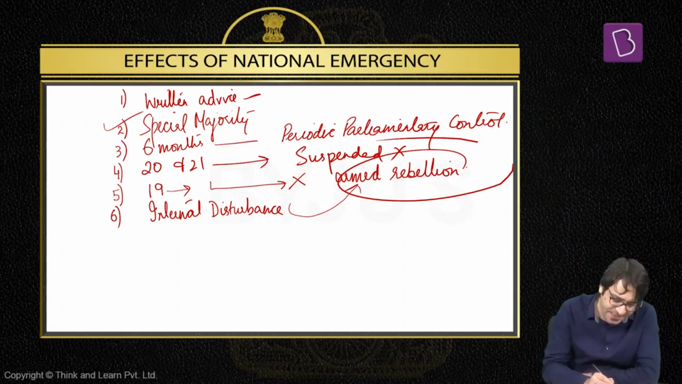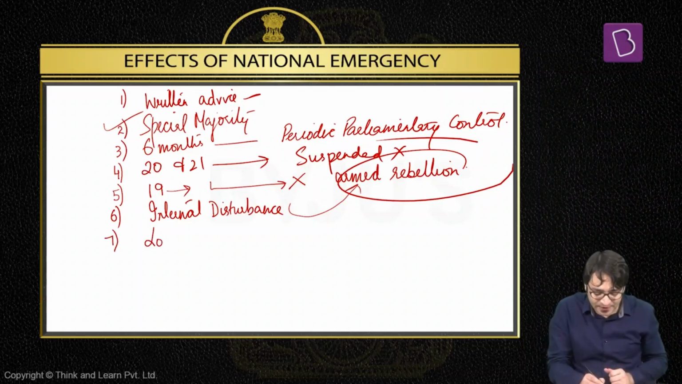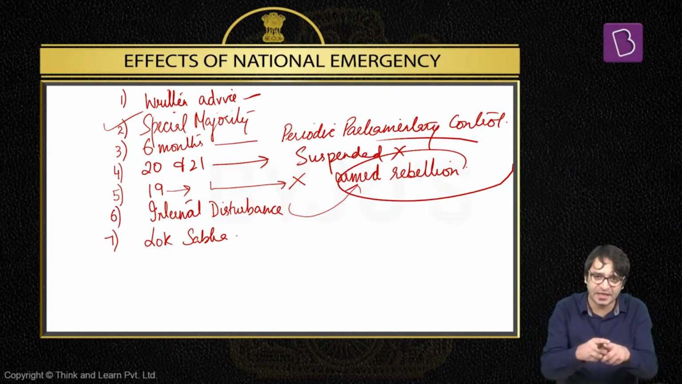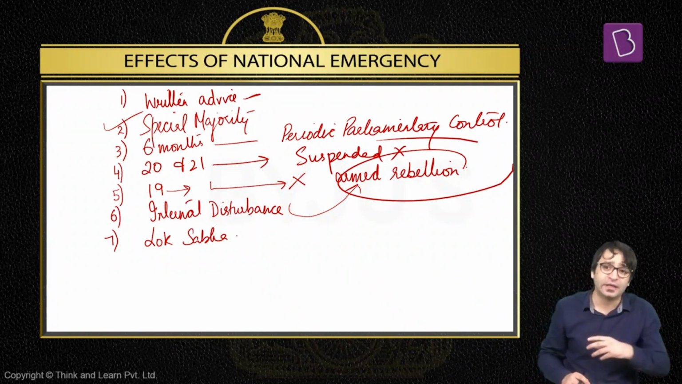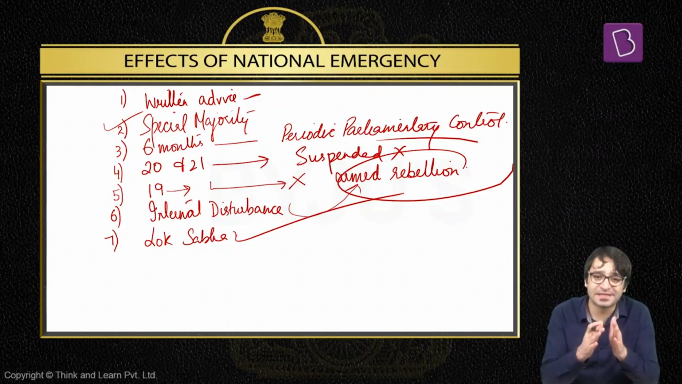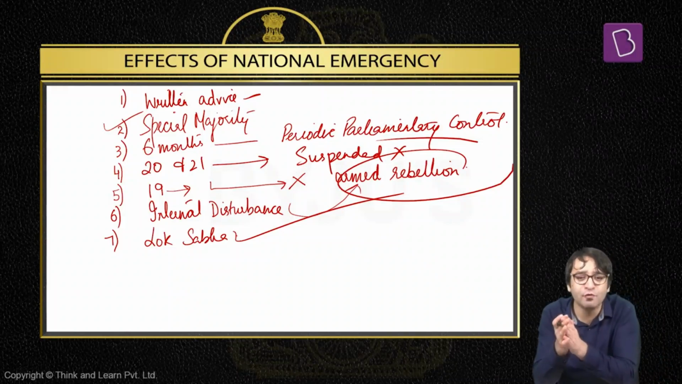Seventh thing that has happened because of the 44th Amendment, now a special power is given to the members of Lok Sabha. If one-tenth of the members of Lok Sabha write to the speaker or the president, please call a special sitting, within 14 days a special sitting will be convened. And if by simple majority, Lok Sabha passes a resolution disapproving national emergency, it stands revoked. All these features are basically safeguards to prevent the future misuse, overuse, or abuse of national emergency.